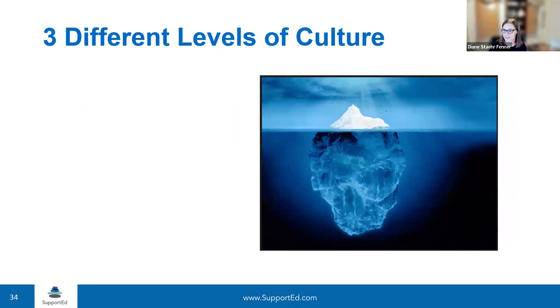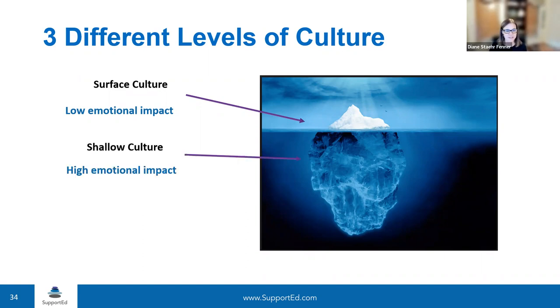So we know we have three different levels of culture. On the surface level, our iceberg level, these are things that we expect, so there's a low emotional impact if there's a difference. Like we expect SLIFE or multilingual learners to speak different languages, and have different food and clothing. But under the surface, the shallow level can have a higher emotional impact. Some examples are concepts of time or nonverbal communication. These might not be expected, and it can cause a little upset for some. But the deepest level of culture can cause a more intense emotional impact. Some examples are people's concepts of fairness and justice and gender roles.